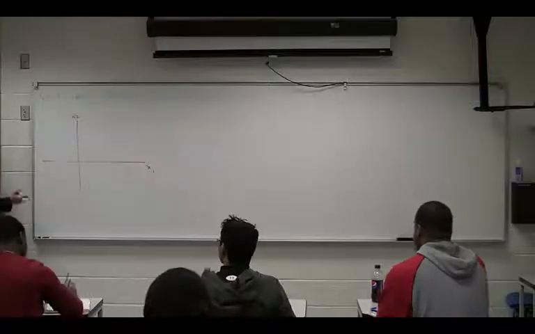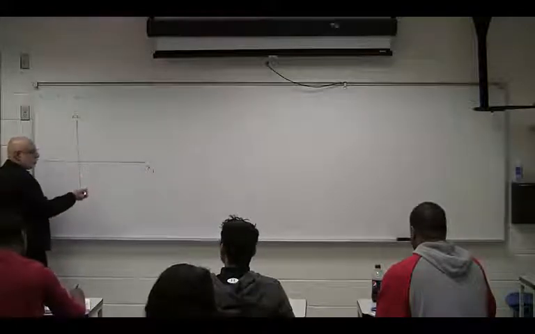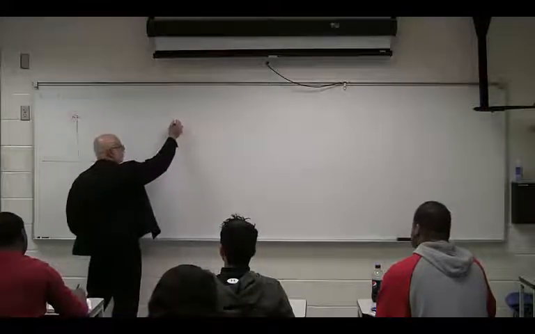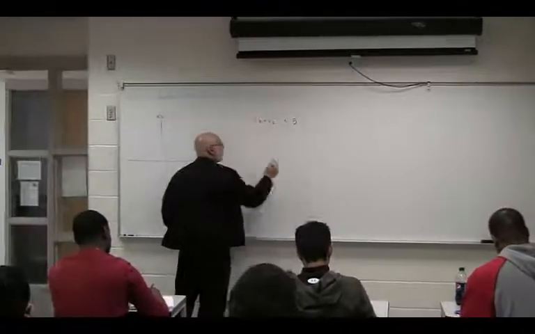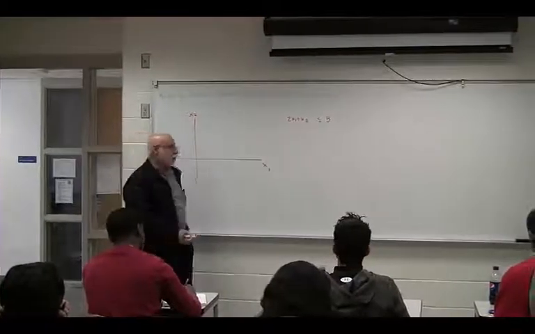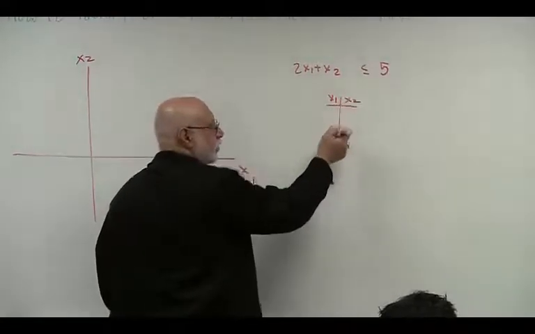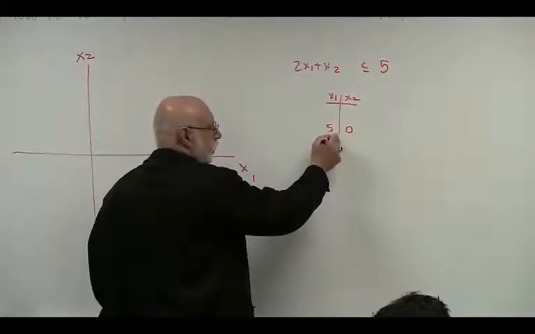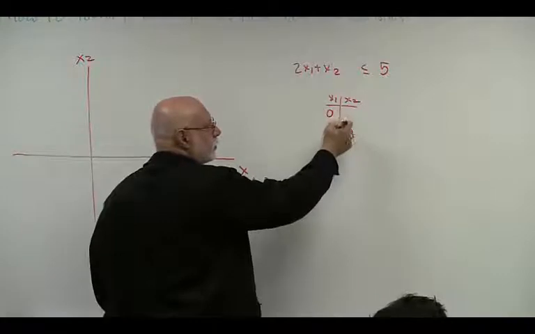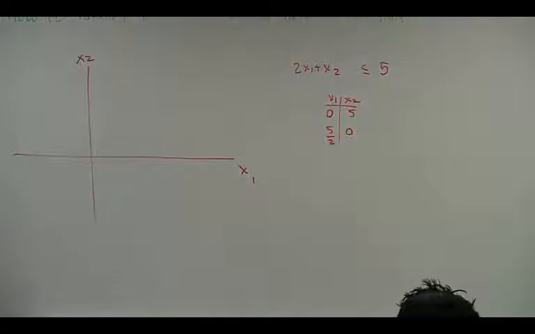And we learned how to plot a line. We refreshed ourselves on how to plot a line, such that if we had a line like, I don't know, 2x1 plus x2 less than or equal to 5, how would we do that? By creating that T-table for x1 and x2, finding the intercepts, and then plotting them based on those values.